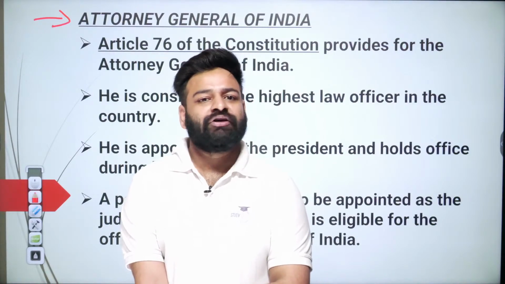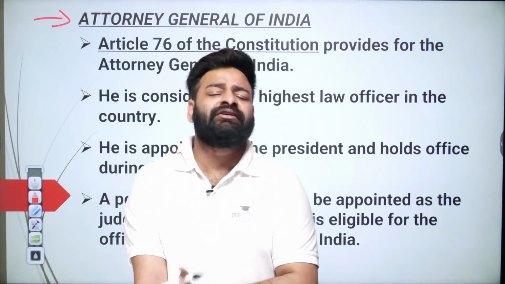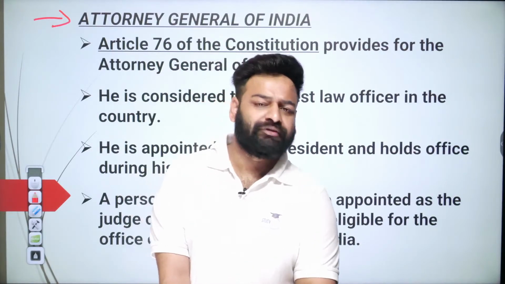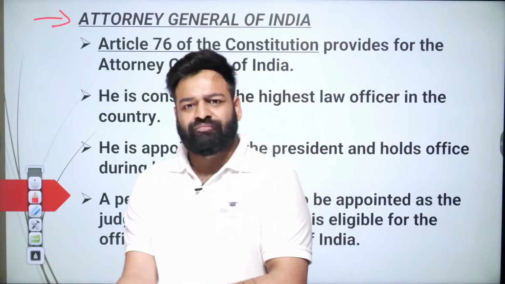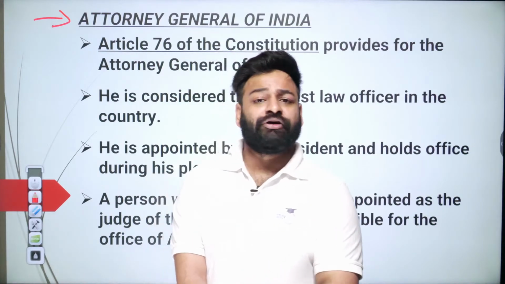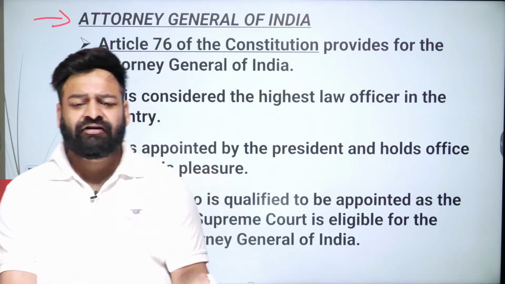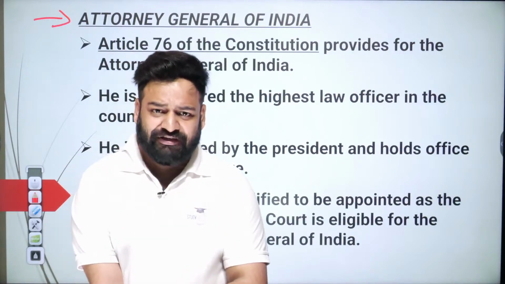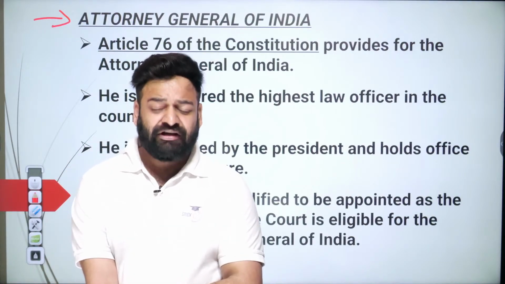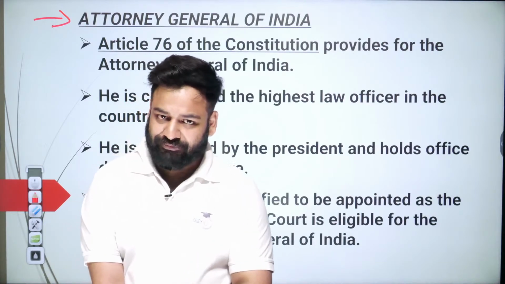Which courts? The Supreme Court, High Courts, or any other courts, wherever the government is one of the parties. Maybe from the appeal side, maybe the government could be the litigant, maybe the government could be the accused. Wherever the government is a party from either side, it will be represented by an advocate of the government, known as the Attorney General of India.